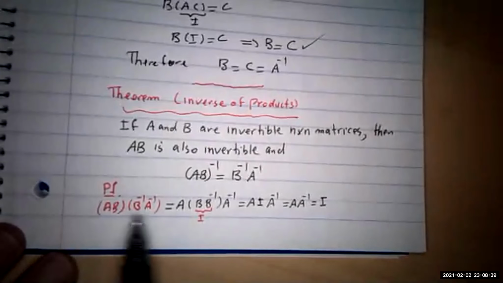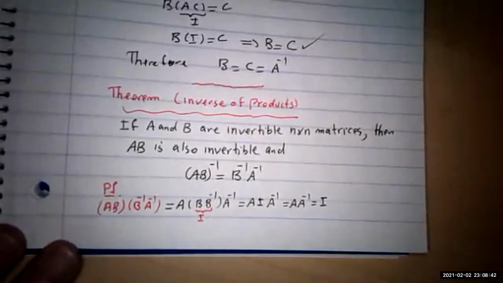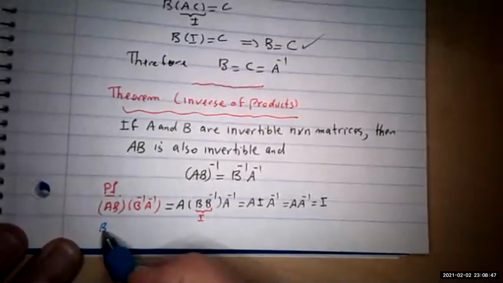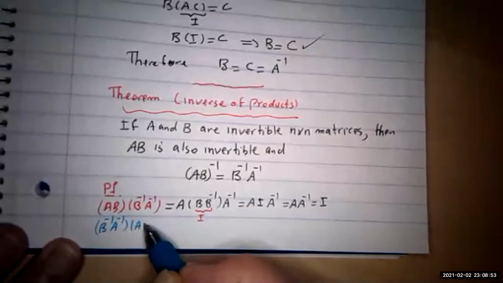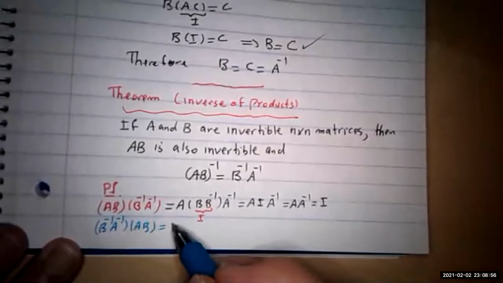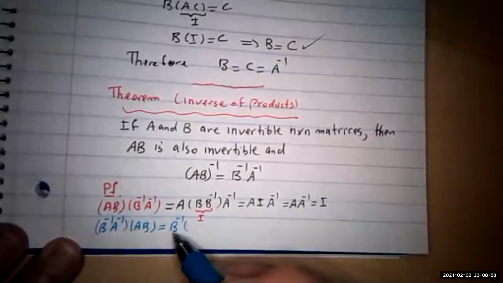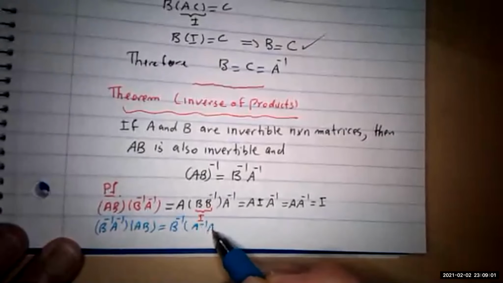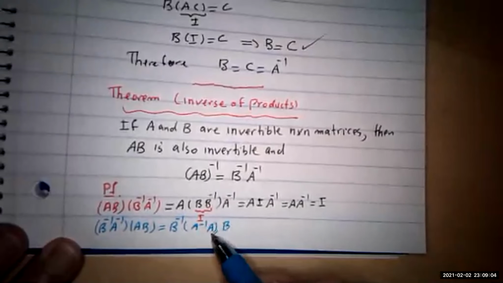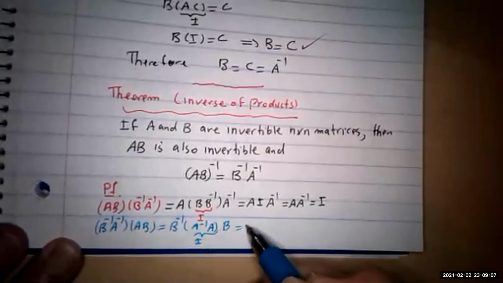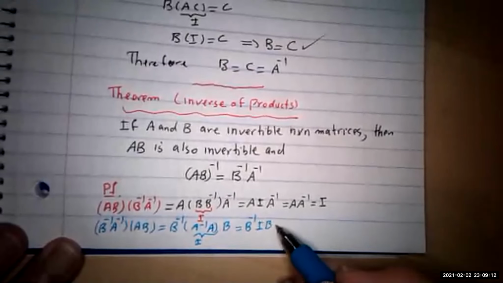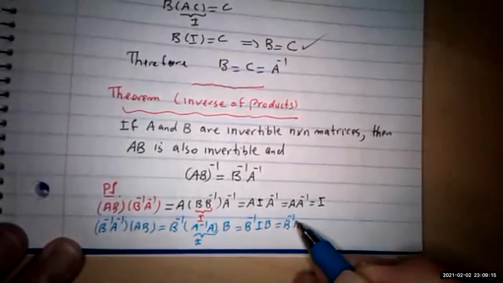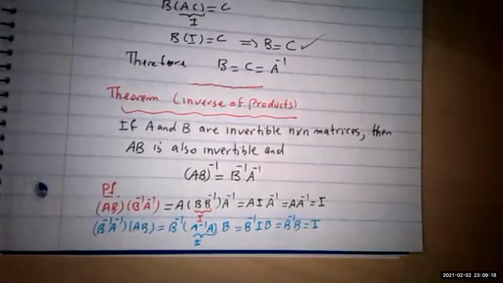Okay, but you have to have the multiplication two-sided. So you have to check the other way around too. How about B inverse, A inverse times AB? Again, associative property: this is B inverse, you put the A inverse A together times B. This is I. So that gives you B inverse I B. And this is going to be B inverse B, which is I. That's it.